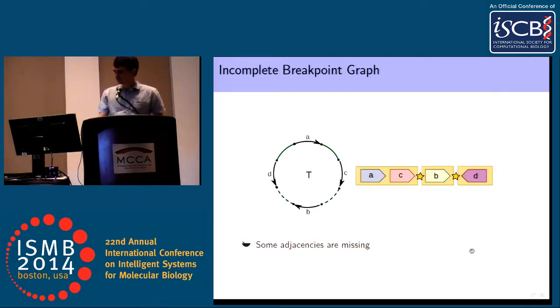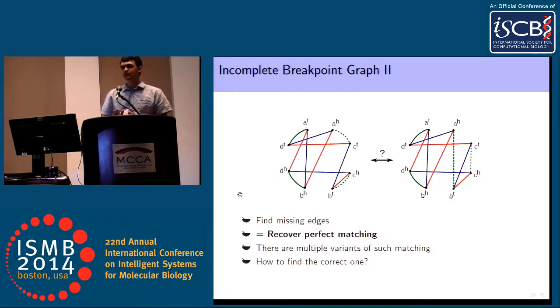So you see that the connection between CB and BD is broken, and we don't see the corresponding edges in the graph. So our task now can be reformulated. It can be: first construct a breakpoint graph from all the references and the target, and then recover missing edges. And as we remember, these edges should define a perfect matching, so all we have to do is recover it. But actually, there are a lot of variants of such matching. So how do we choose the correct one?